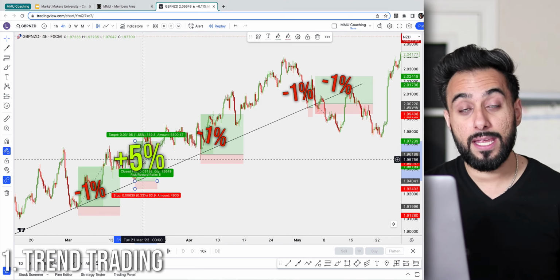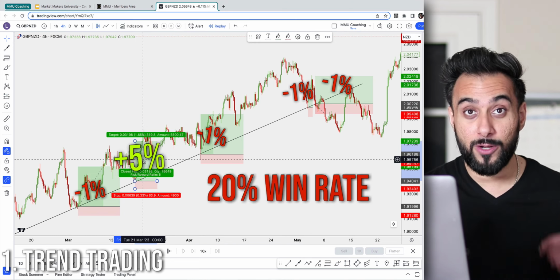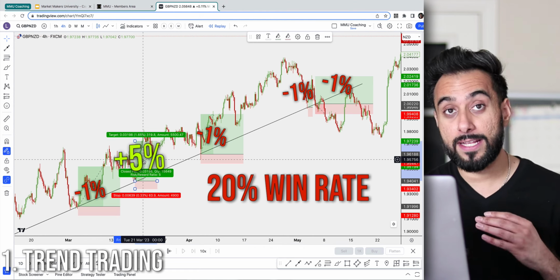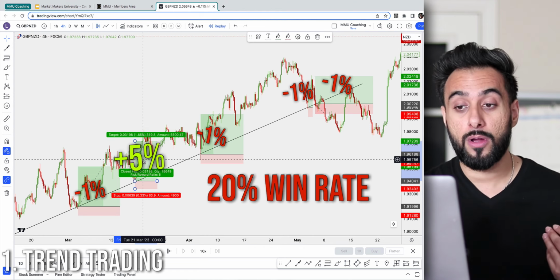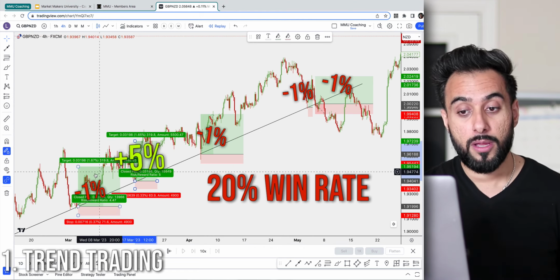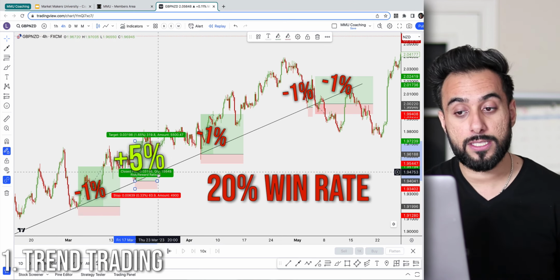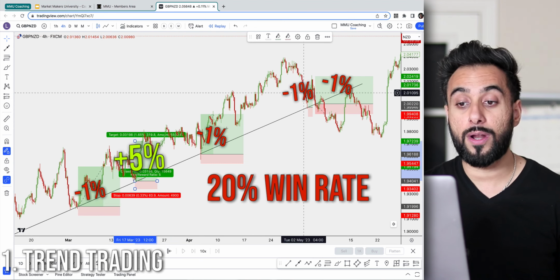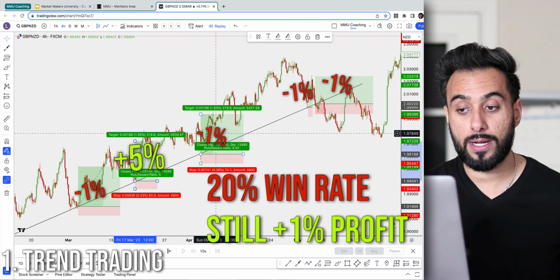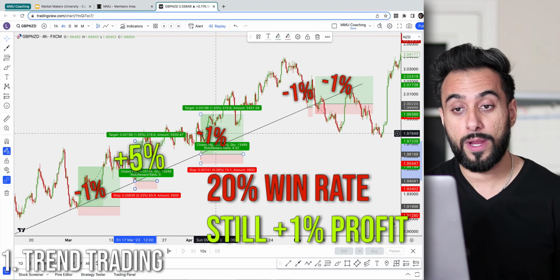So this is getting us a 20% win ratio. We lost 4 trades out of 5. This is a terrible win rate. However, overall, because we got a 5 risk to reward ratio on this trade, we are net positive 1% on our account, even with a terrible, terrible win ratio.